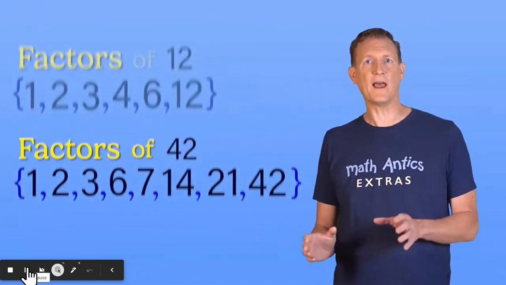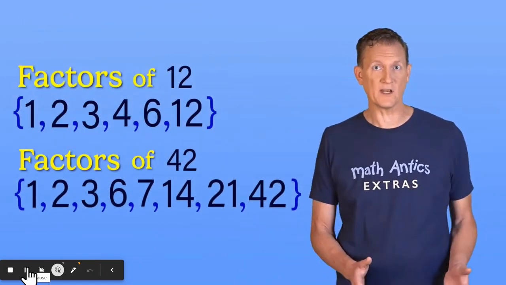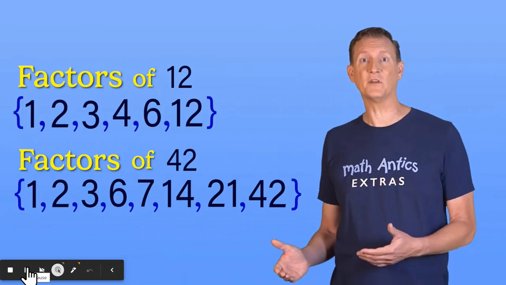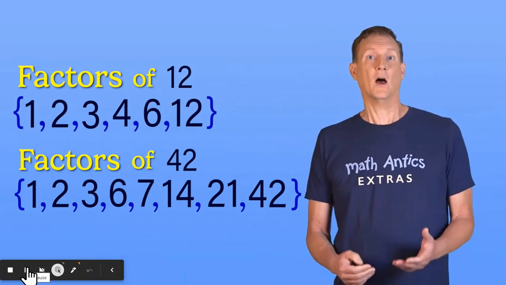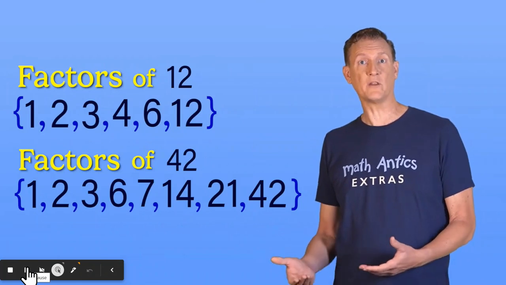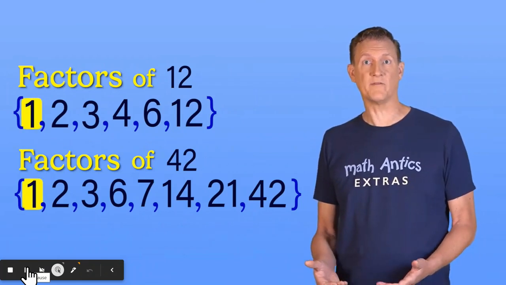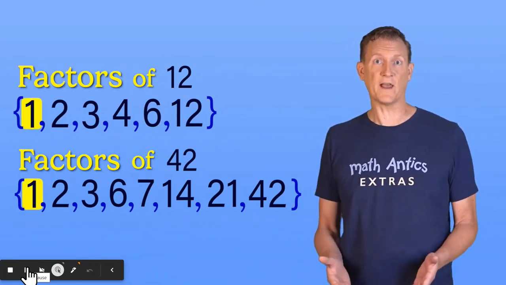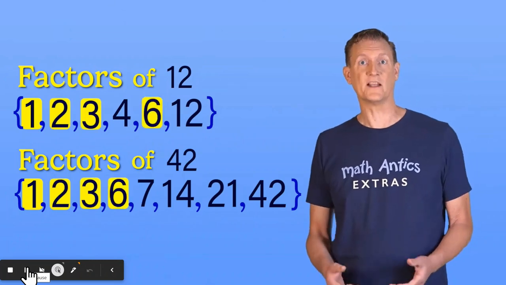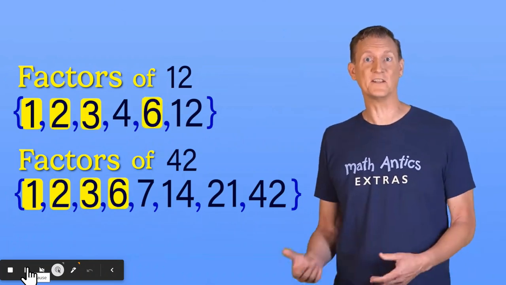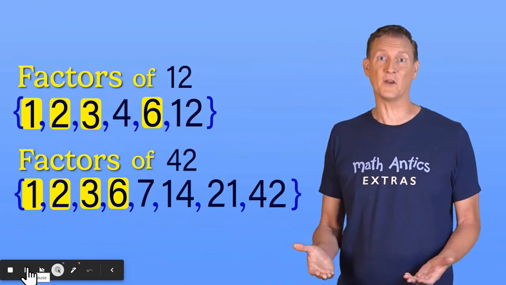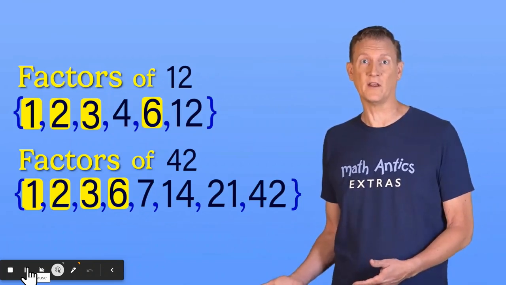Now, when we put these two factor lists next to each other, do you notice anything? Yep, there are several numbers that are common to both lists. Of course, 12 and 42 both share the factor 1, since all numbers have a factor of 1. But they also share the factors 2, 3, and 6. That's a lot of common factors. I'll bet these numbers would be good friends, even though there are some factors that they don't have in common.